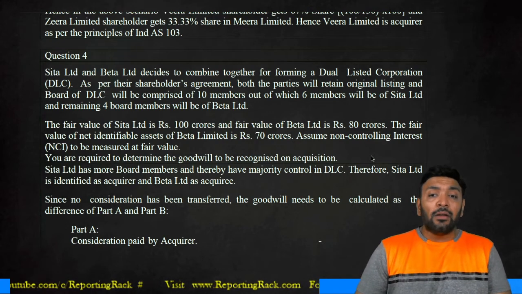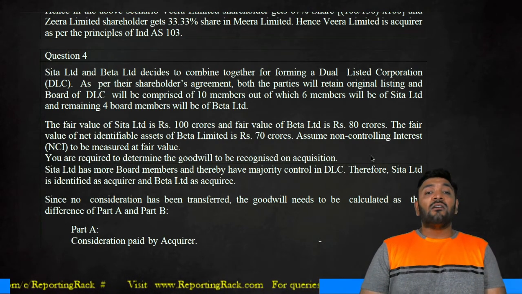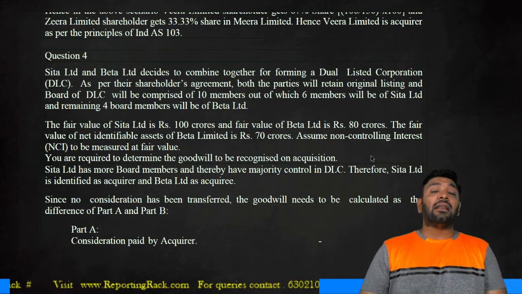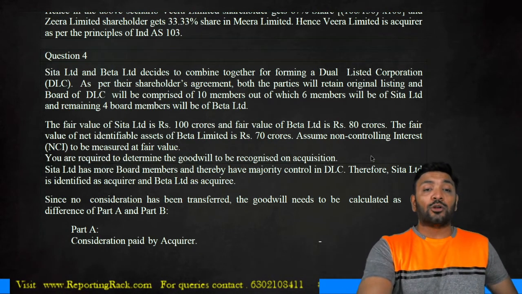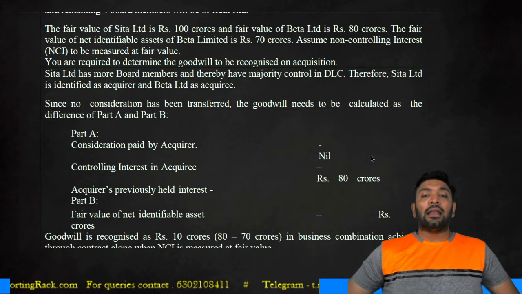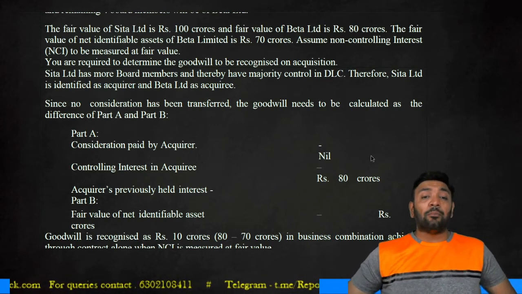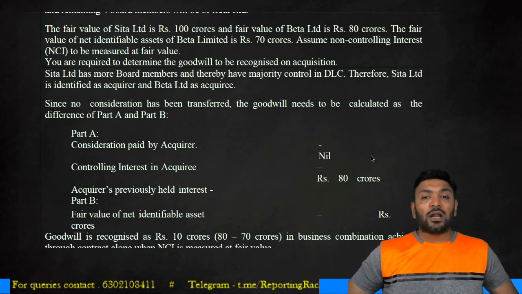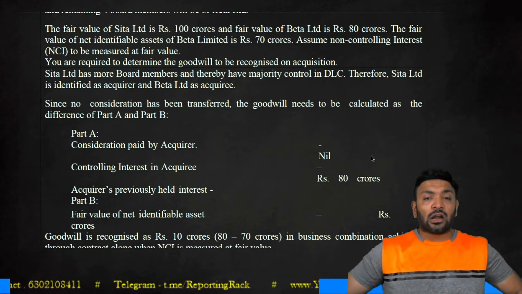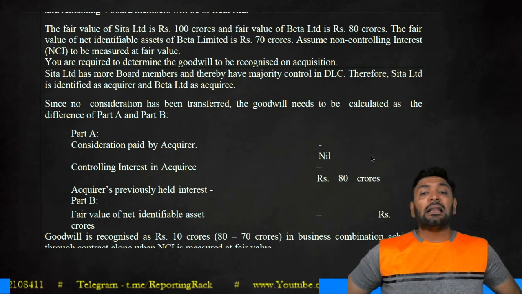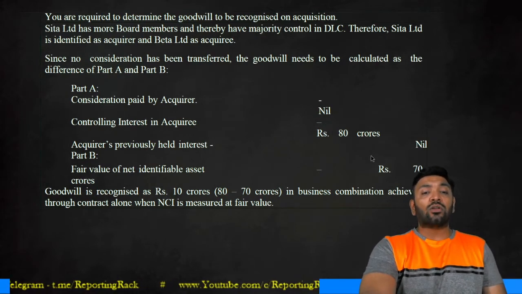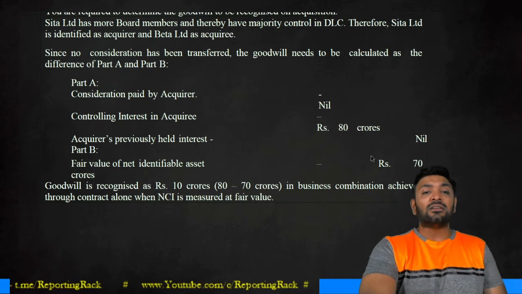Look at Beta. Beta's fair value is 80 crores, while its net identifiable assets are only 70 crores. So I'm acquiring it at 80, but their net assets are only 70. Therefore, the value of goodwill should be 10. Sita has more board members, thereby the majority control in DLC. Therefore, Sita is the acquirer and Beta is the acquiree. Since no consideration has been transferred, the goodwill needs to be calculated as the difference of the fair value of the acquiree, that is the controlling interest, compared with the acquiree's net identifiable assets. So 80 minus 70, 10 crores is the goodwill arising on business combination achieved through contract alone and when the NCI is measured at its fair value.